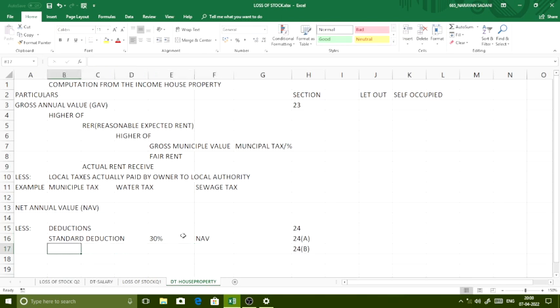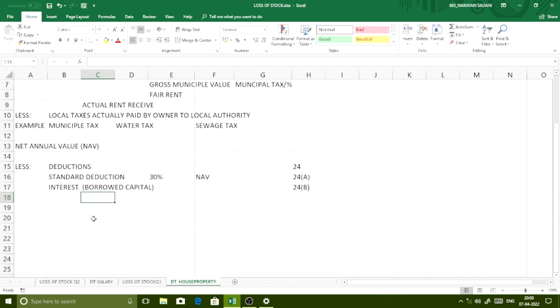Then we are paying the interest. What type of interest? Interest regarding the borrowed capital. Borrowed capital, which is mainly from a bank or some other entity. After we deduct these two deductions, we get the total.